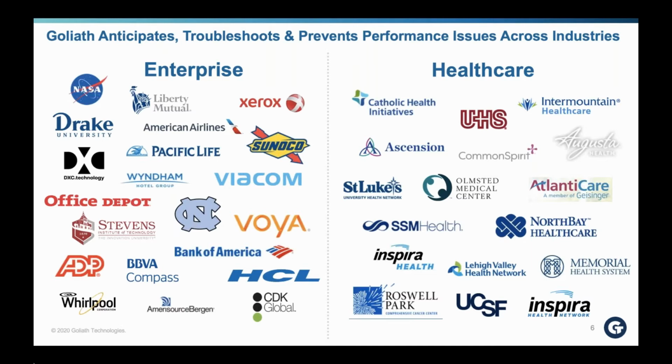So who is Goliath? We offer end-user experience monitoring and troubleshooting software with embedded intelligence and automation that really enables IT pros to anticipate, troubleshoot, and prevent performance issues, regardless of where workloads, applications, or users are located. As you can see on the screen, we do this across industries, across use cases, and with organizations of all different sizes. We can meet the needs of these varying use cases and sizes, working with organizations from Fortune 100 all the way down to SMBs, because of the scalability of our product and also the price point that allows us to scale to meet all the different sizes.